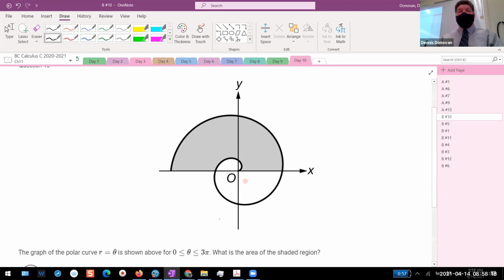Now here we have to find the area of the shaded region. So we need to know where it's starting. Well, at 0, r is 0, isn't it?